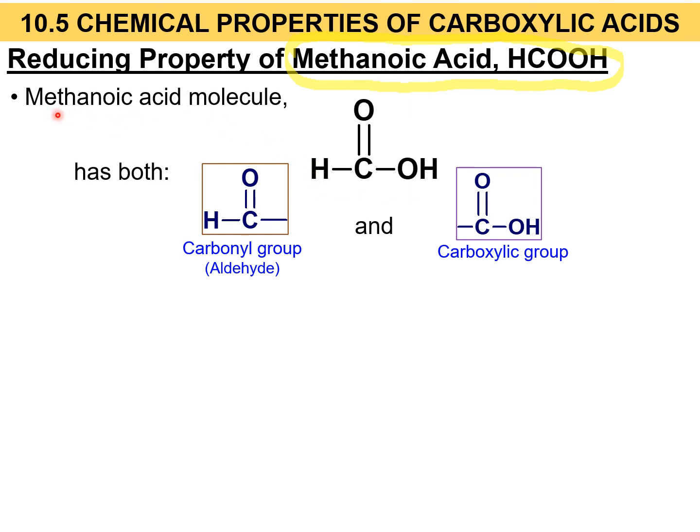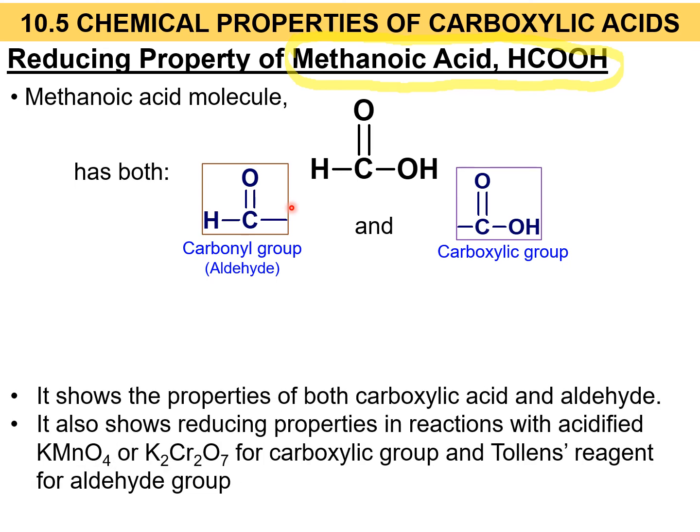Okay, kita tahu meth ni ada satu carbon, and since this is a carboxylic acid, so carbon yang satu tu kena ada C double bond OOH. Kat belakang tu kita letak hydrogen. So, kat sini apa yang special ni pasal methanoic acid ni? Okay, dia ada 2 properties. Dia boleh show 2 properties.